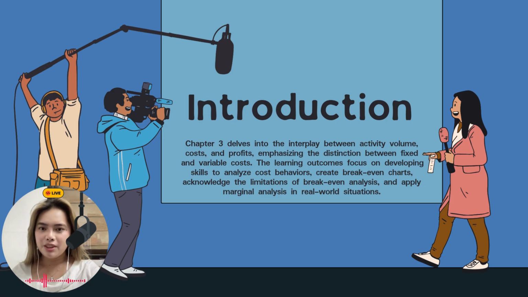The chapter builds on the concepts introduced earlier in Chapter 2 regarding relevant costs, extending the analysis to include how fixed costs can sometimes be irrelevant for decision making purposes. The learning outcomes listed aim to equip readers with skills to analyze cost behaviors, prepare break even charts, understand the weaknesses of break even analysis, and apply marginal analysis in practical scenarios.